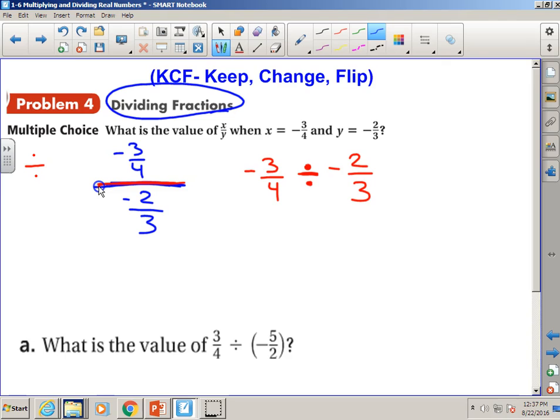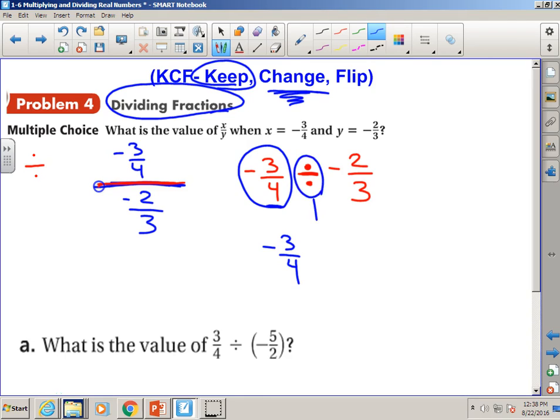So back to the KCF, keep, change, flip. So if you've heard of this, this should be just a review. If you haven't heard of this, what it stands for is you keep the first one. So this right here is your first one. So you're going to keep this exactly the same. You keep negative 3/4. Then that's keep. Then we have to change. We have to change this division sign to a multiplication sign. So we use that, a dot, to signify multiplication. And then we have to flip this last one. So we've got to flip.